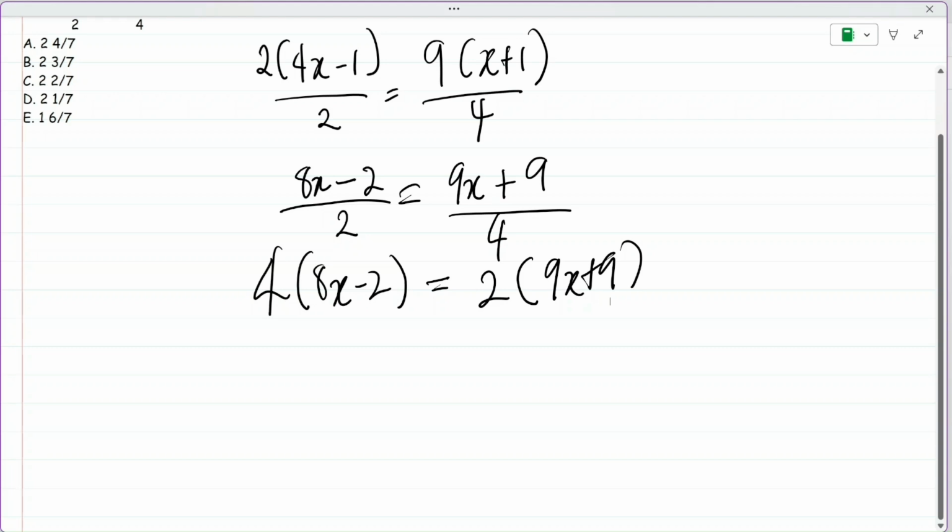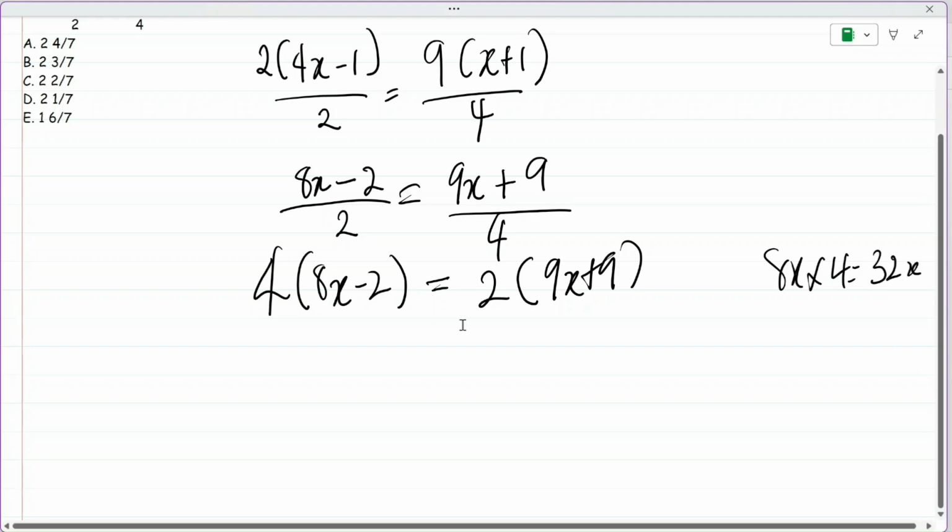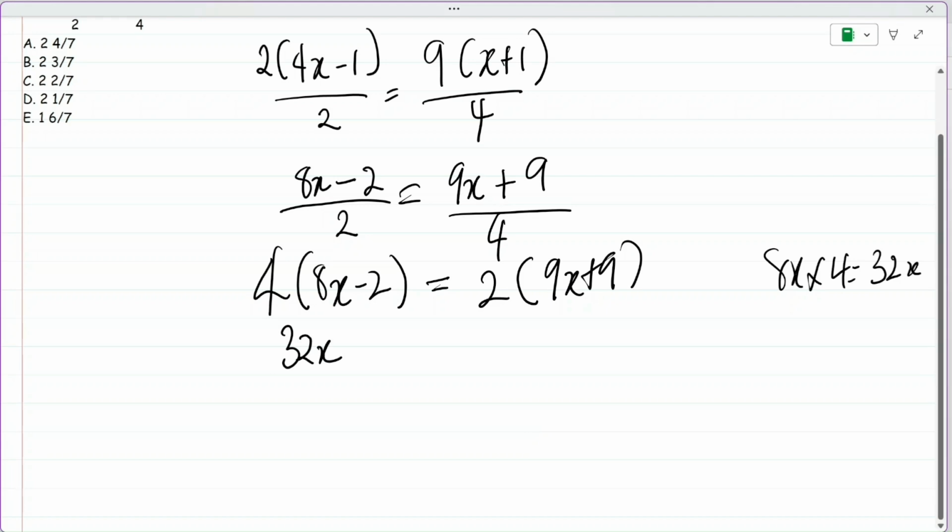So you have 4 times 8x, you can do it in rough work. That will give you 32x. 8 times 4 is 32, then you include the x. So you have it as 32x. Then you have 4 times minus 2. The 2 owns the minus, so 4 times minus 2 is minus 8. Equals, on the other side, you have 2 times 9x. 2 times 9 is 18, then you join the x to it. So 2 times 9x is 18x. So you have this as 18x plus, then you have 2 times 9, which is 18.